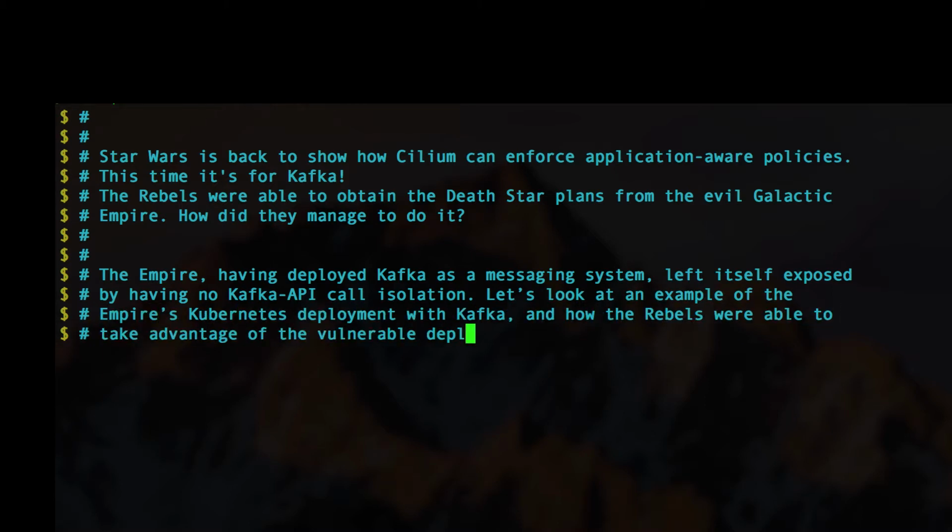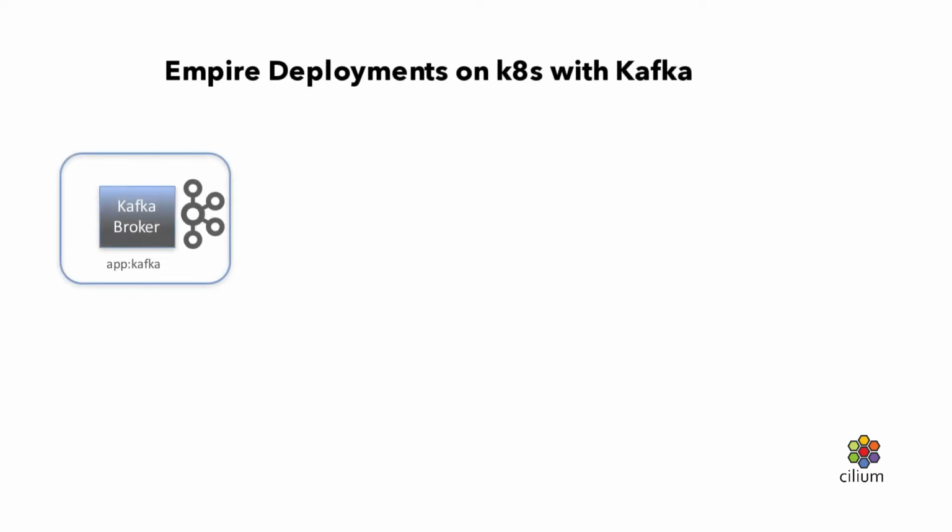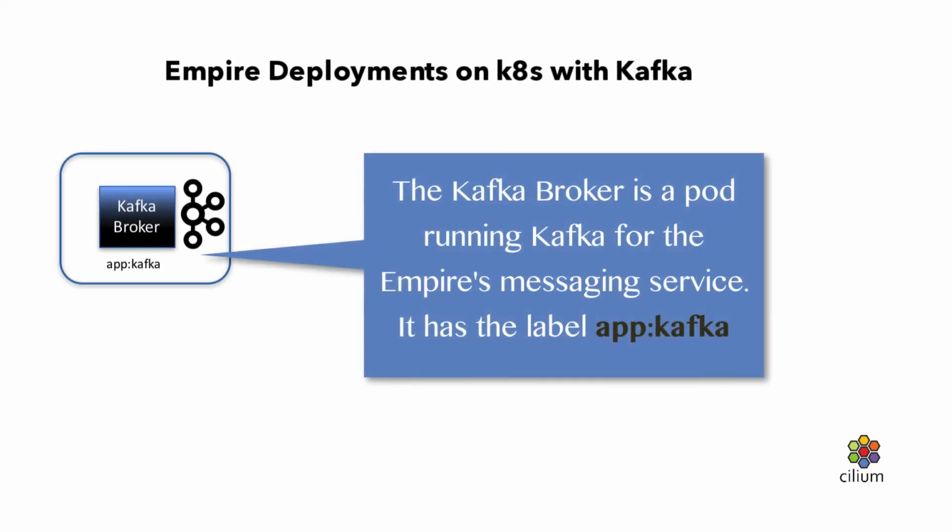Let's look at an example of the Empire's Kubernetes deployment with Kafka, and how the rebels were able to take advantage of the vulnerable deployment to obtain the Death Star plans. The Kafka broker is a pod running Kafka for the Empire's messaging service. It has the label App Kafka.